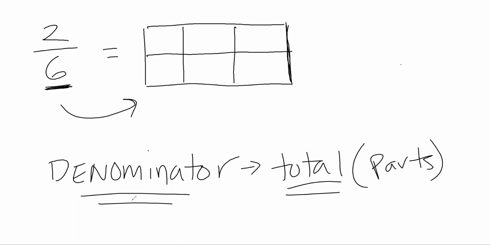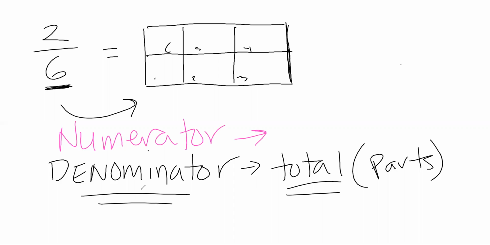Don't worry. But there, I've done that. I've created 6 equal parts. See, 1, 2, 3, 4, 5, 6, right? So those are the equal parts that I have. And then the numerator, right? The numerator tells us how many we have.